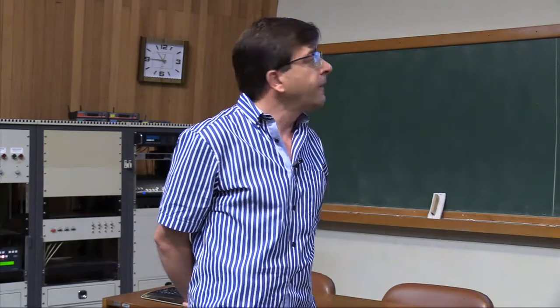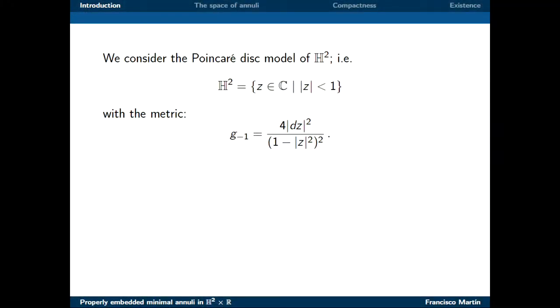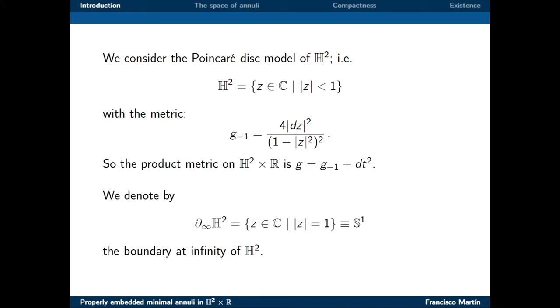Well, just to fix some notation, I'm going to use along all the talk the Poincaré disk model with the usual metric. And so the product metric in H2 cross R is given by this metric, and I'm going to refer to the ideal boundary of H2, in this case, corresponds to the complex numbers of modulus 1, so this unit circle in the complex plane.